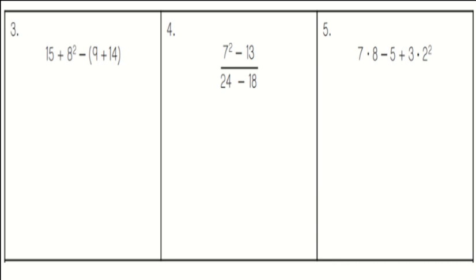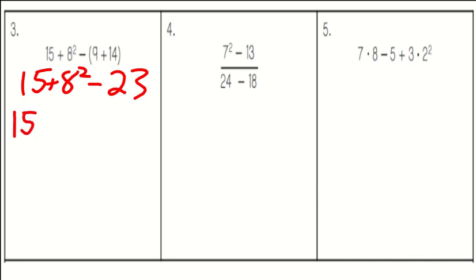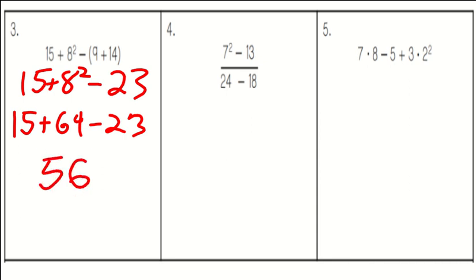Who's got number 3 here? Sydney? 56 is correct. Parentheses first. So we still got 15 plus 8 squared minus, that gives us 23. Then we do exponents. 8 squared is 8 times 8. That's 64. We got addition and subtraction. We just work our way from left to right. 15 plus 64 is 79. 79 minus 23 is 56.